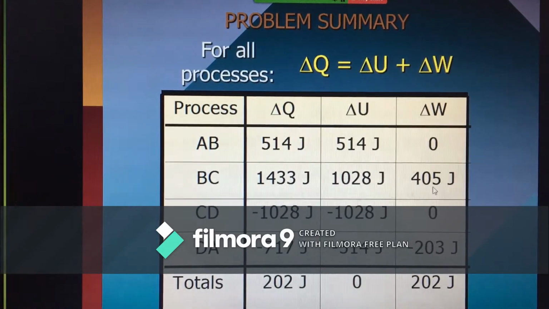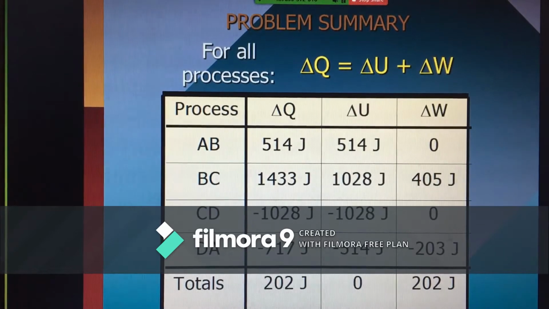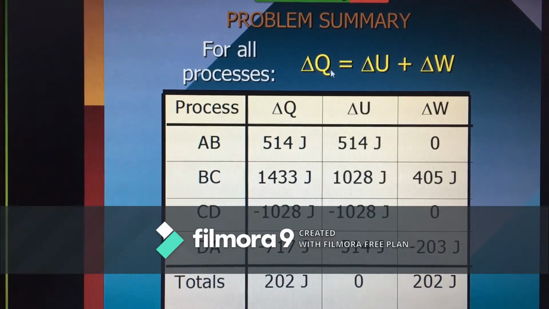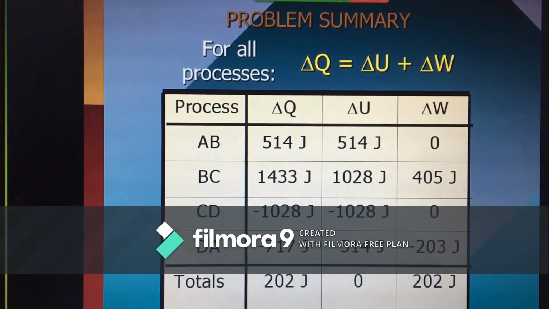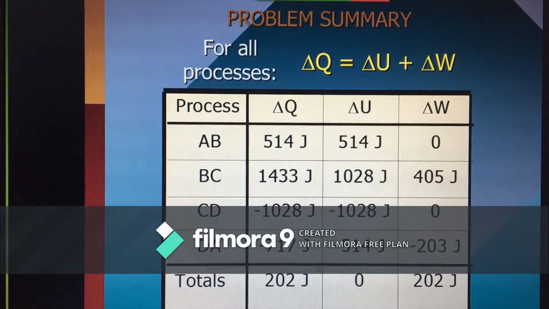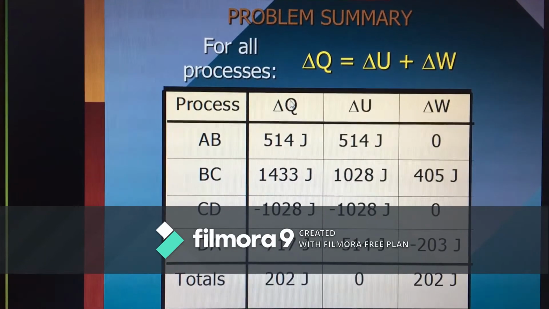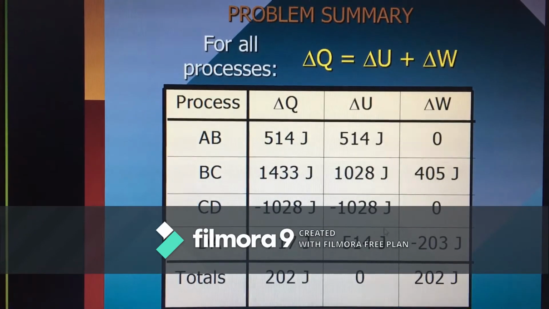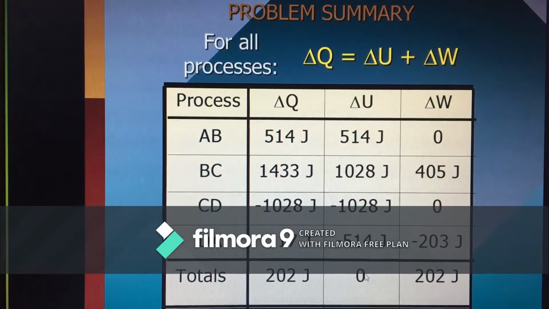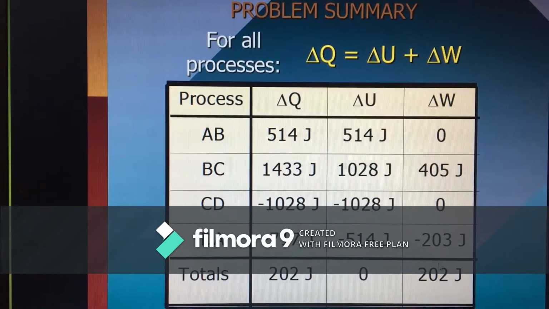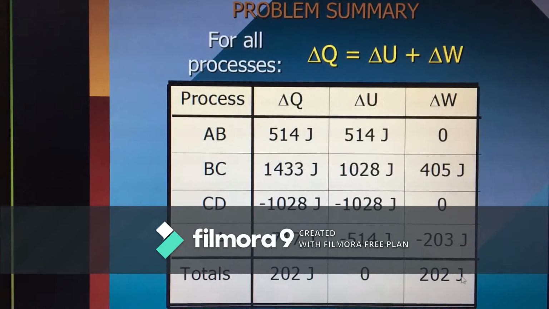So there's a difference because there's a change of work. We have a negative 203. From this formula, you just sum up, but all of them are negative. So for the totals, we have delta Q equal to 202 joules, and there's no internal energy change, it's 0. So delta W is equal to 202 joules also.